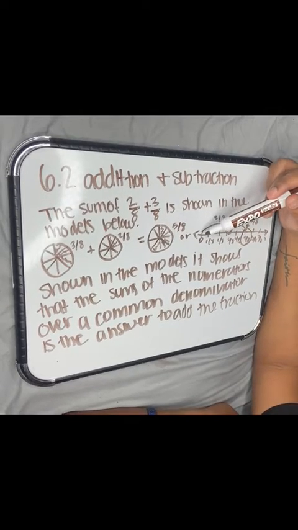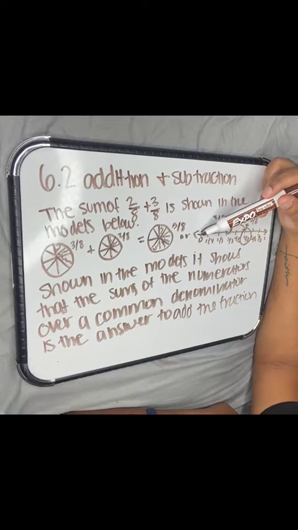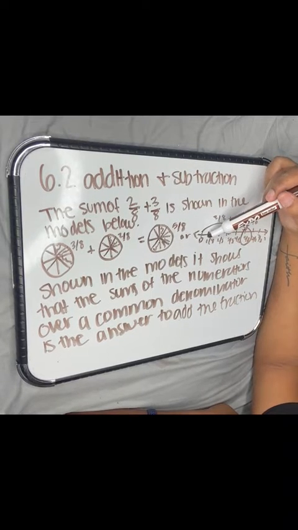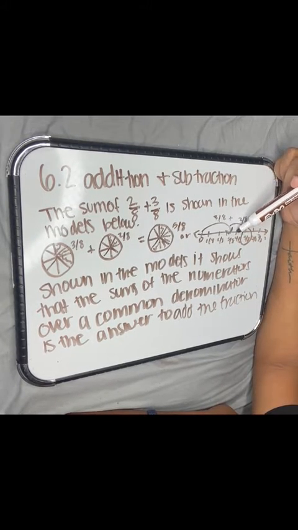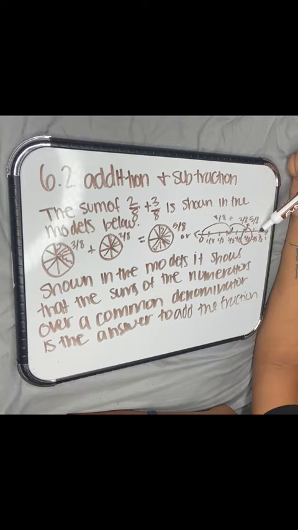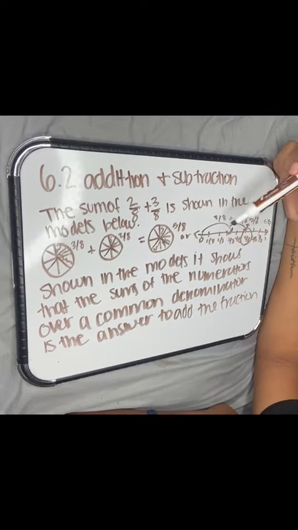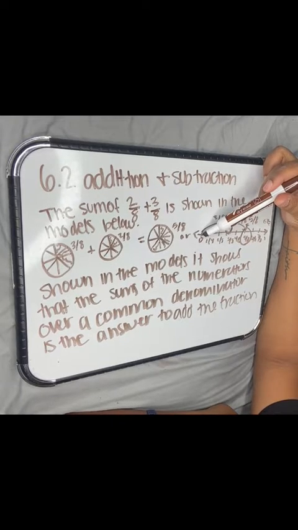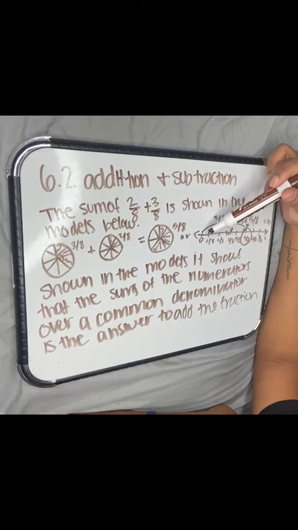Another way to explain that is with a number line. You have the number line going from 0, 1 eighth, 2 eighths, 3 eighths, 4 eighths, 5 eighths, 6 eighths, 7 eighths, all the way to 8 eighths, which is also equivalent to 1 because any number over itself is 1. So you start at 0 and you're adding 3 eighths and 2 eighths.